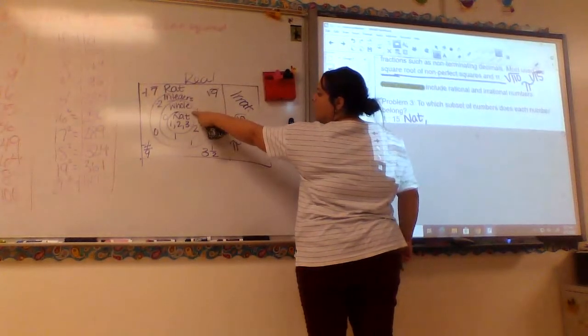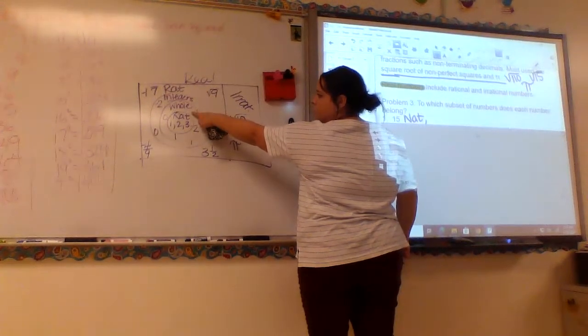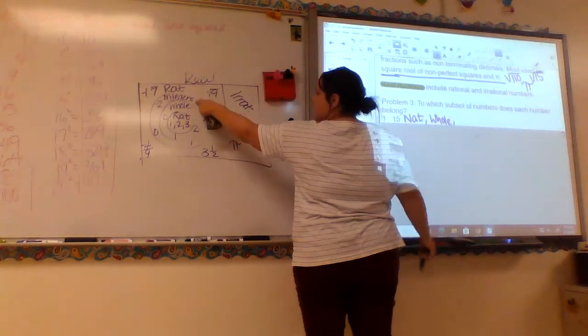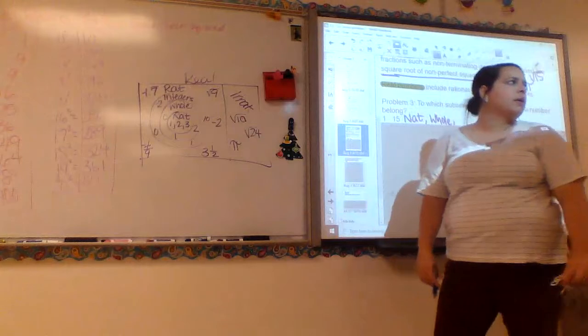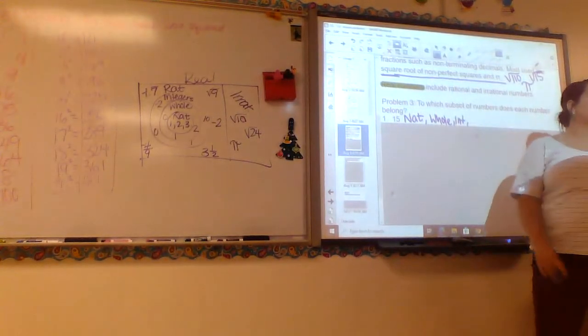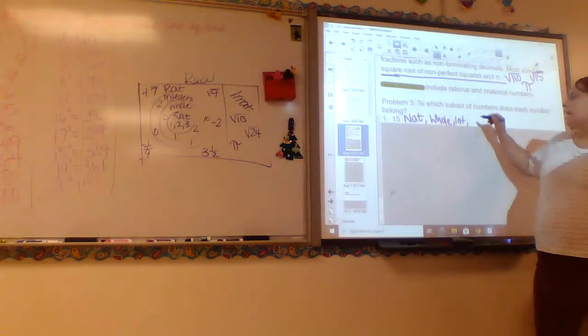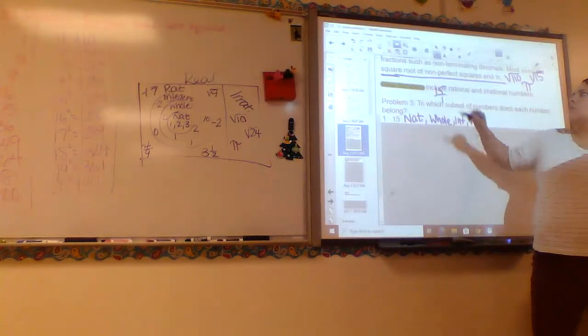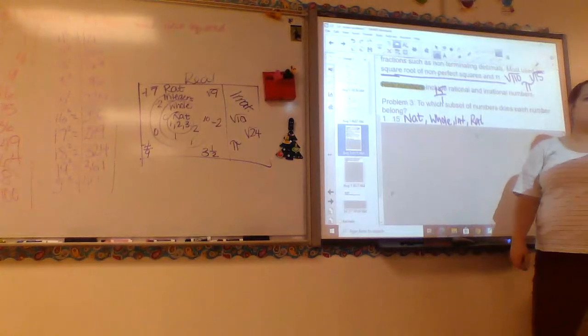Then I'm going to ask myself the next one. Is it a whole number, a positive counting number including 0? Yes. Is it an integer? Is it a positive or negative counting number? Yes. And is it rational? Could I make that into a fraction if I wanted to? Yes, because you know how you make a whole number a fraction? Put it over 1. All right, so it is that.